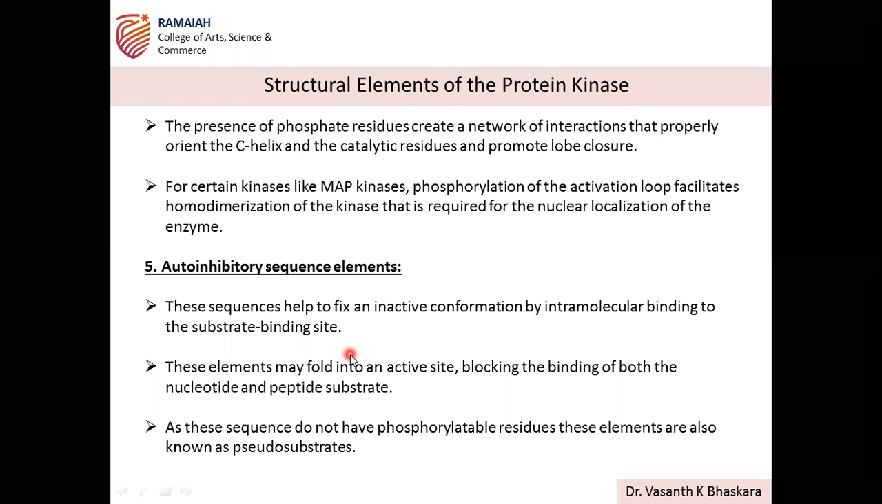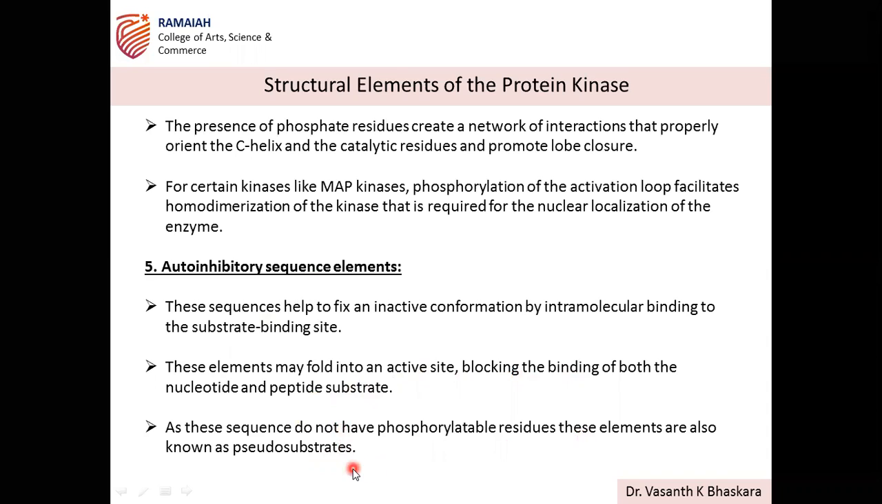So the substrate binding site is nothing but the activation site. That has to get changed so that it becomes a closed structure. These elements may fold into an active site, blocking the binding site of both the nucleotide and peptide substrate. So in the active site, when they become a folded structure, that is closed structure, it blocks the binding of both nucleotide and peptide substrate. These inhibitory sequences do not have phosphorylatable residues.